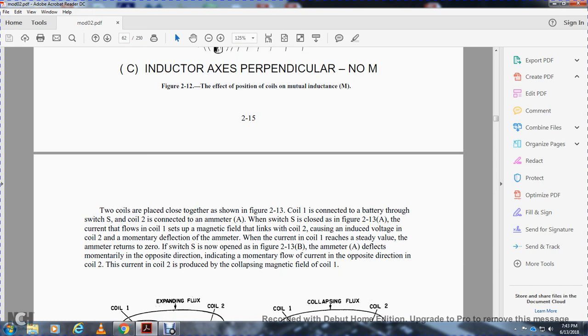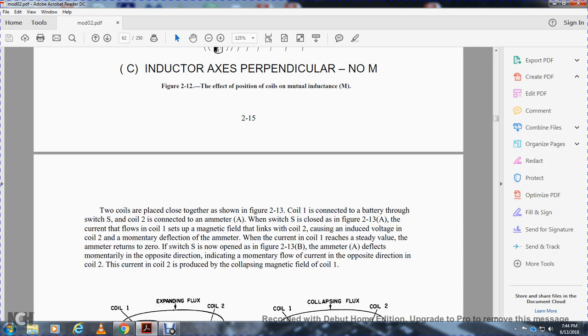Two coils are placed close together, as shown in Figure 213. Coil 1 is connected to the battery through switch S, and coil 2 is connected to an ammeter, with S closed as in Figure 213A. The current flow in coil 1 sets up a magnetic field, and the flux linking coil 2 causes an induced voltage in coil 2. There is a momentary deflection of the ammeter, and when the current in coil 1 reaches its steady value, the ammeter returns to 0.